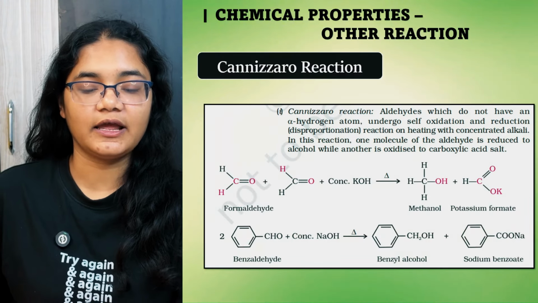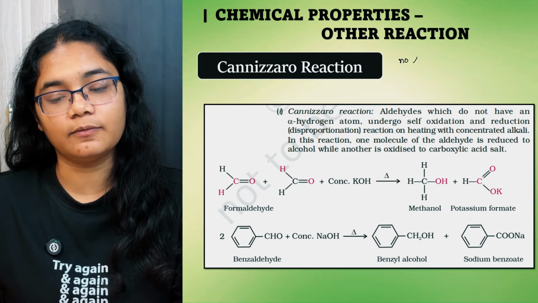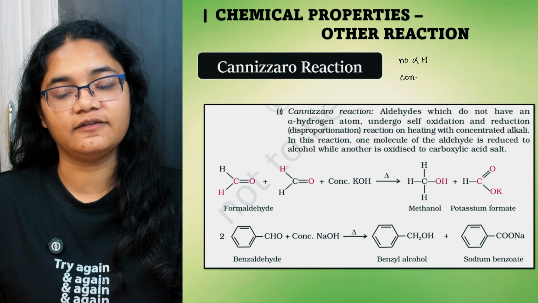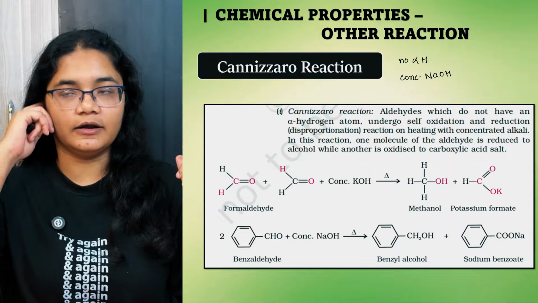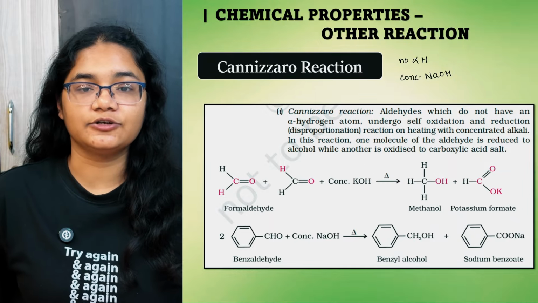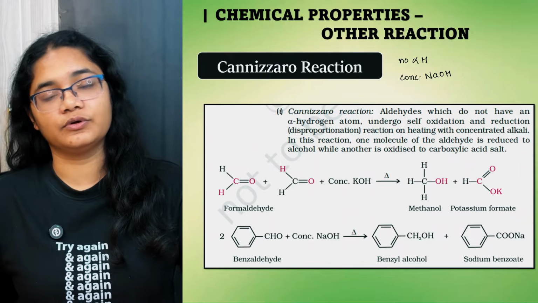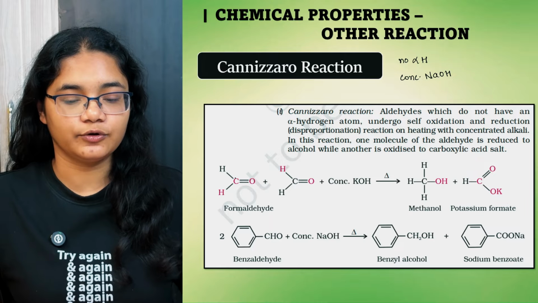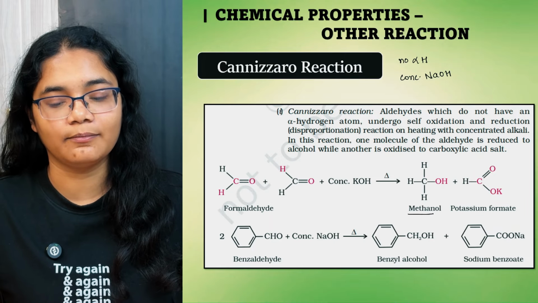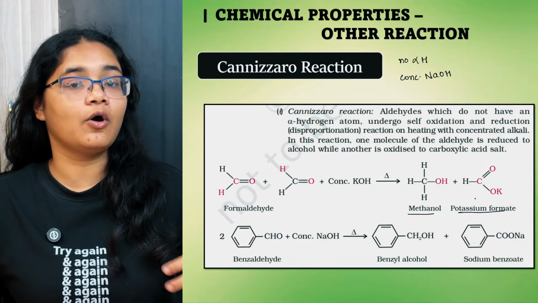Now, in the Cannizzaro reaction, what happens? The condition is that there should not be any alpha hydrogen, and the reagent used is concentrated NaOH or KOH. Here the reactant undergoes a disproportionation reaction: it gets oxidized and it gets reduced. So the aldehydes get oxidized to give you acids and get reduced to give you alcohols. You can see formaldehyde will react to give you methanol, which is the reduced product, and the salt of formic acid, which is the oxidized product.